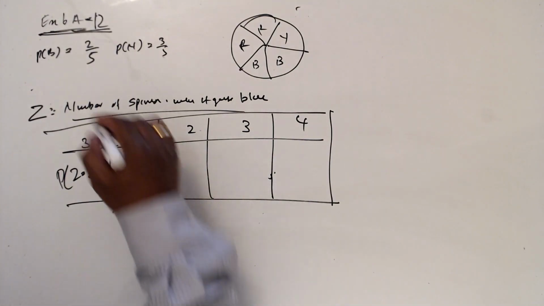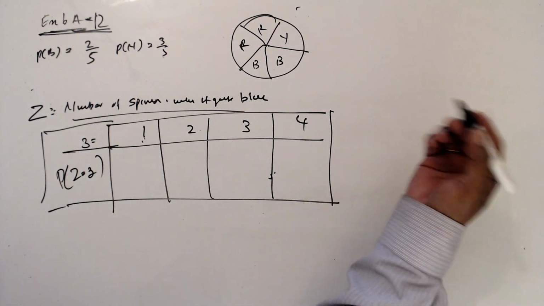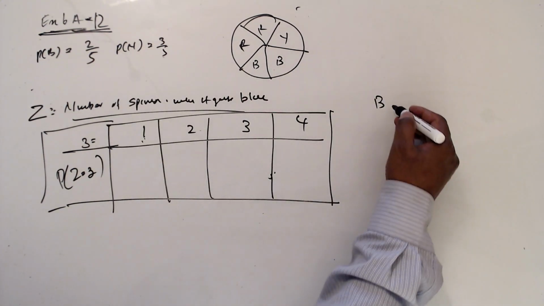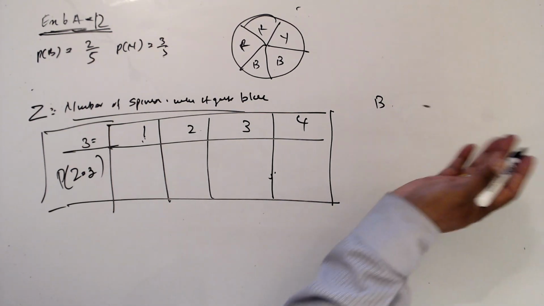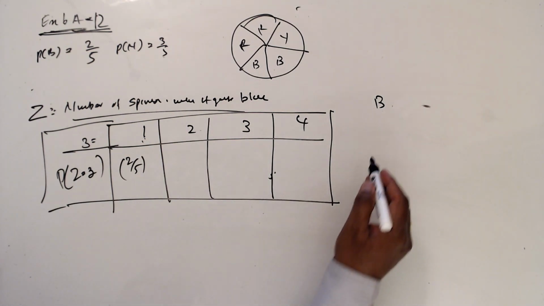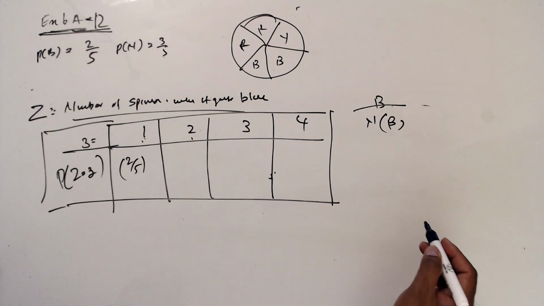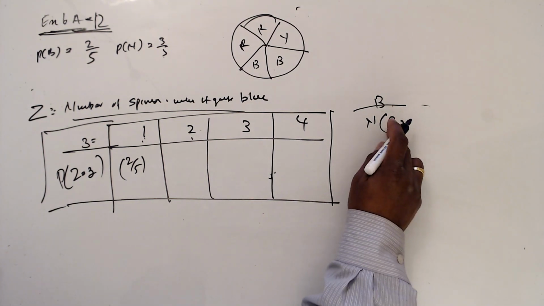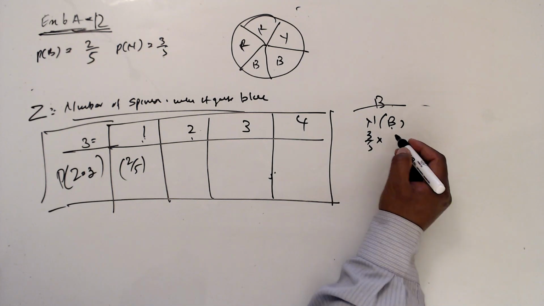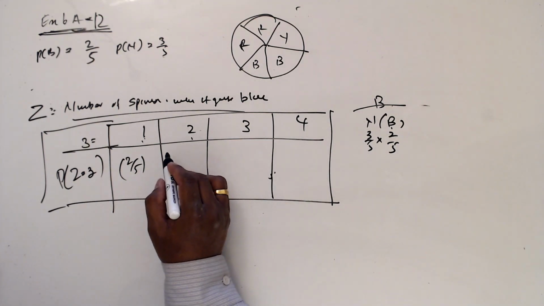Now, what is the meaning of this one? In here, you will get blue the first time. When you spin the first time, you will get blue. So what is the probability of getting blue? First time blue, then it finishes, and that is 2/5. Then the second option, first time no, second time blue. So first time no, that is 3/5, and second time blue, this is going to be 2/5.